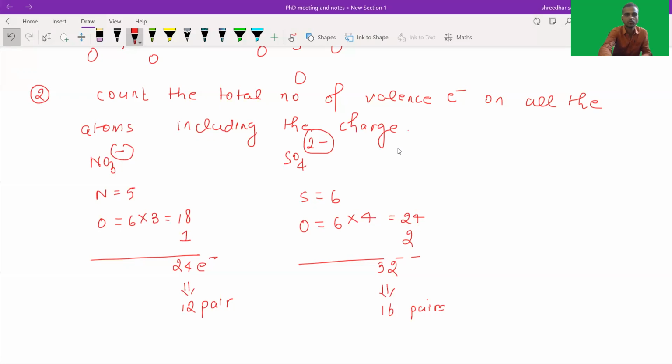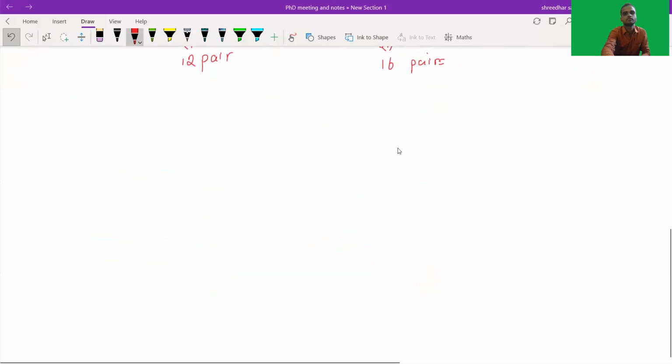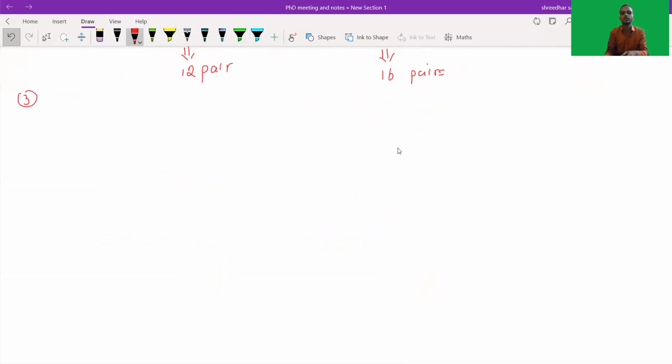Okay, now let us see the third step. What is the third step? Now you have to connect the terminal atoms to the central atom by a single bond.